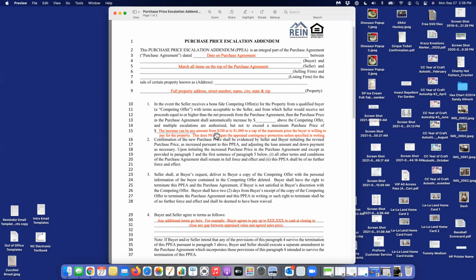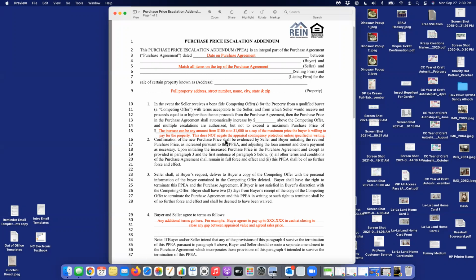The increase can be any amount from $100 to $1,000. There is no rule of thumb here. I just used 500 as a round example. So even if you're doing $100 up to an additional 1,000 total, that's fine. However you want to set it up so that your buyer is in a position to potentially beat the next competing offer to get them the property.